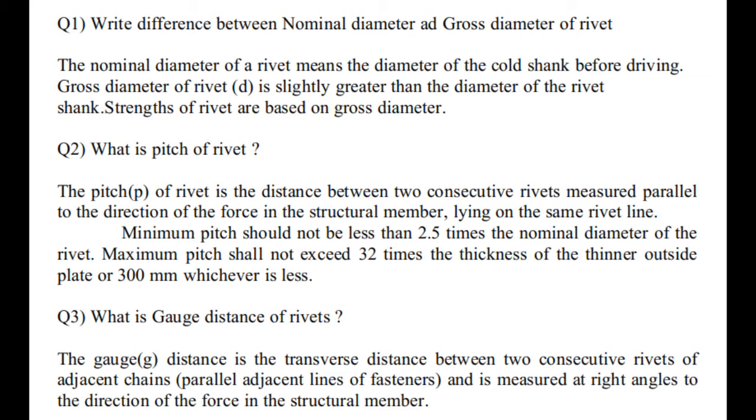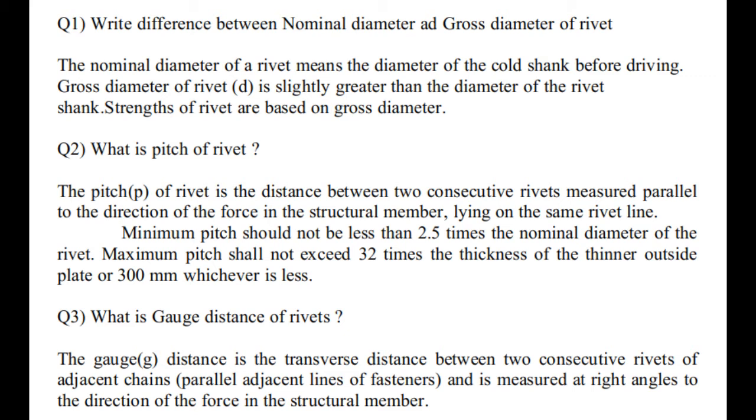Let us see what type of questions can be asked from this rivet connection. Question number 1. Write the difference between nominal diameter and gross diameter of a rivet. Nominal diameter of a rivet means the diameter of the cold shank before driving. And the gross diameter of the rivet is slightly greater than the diameter of the rivet shank. Strength of the rivets is based on the gross diameter.